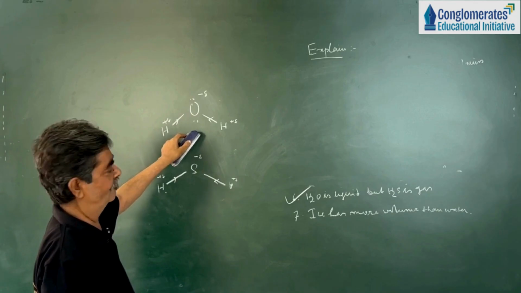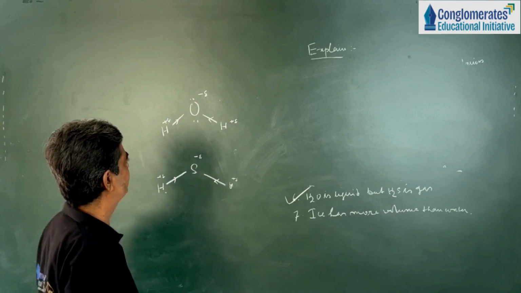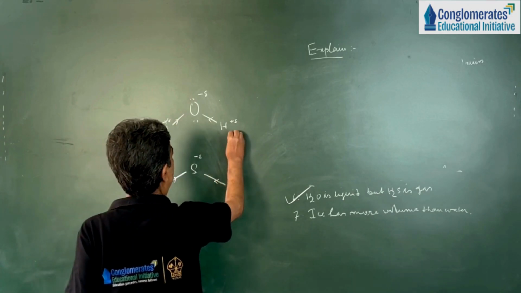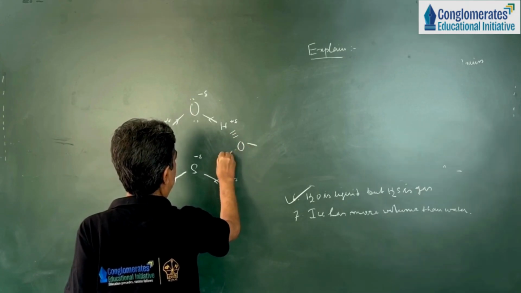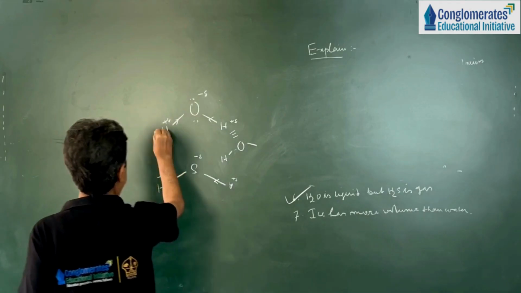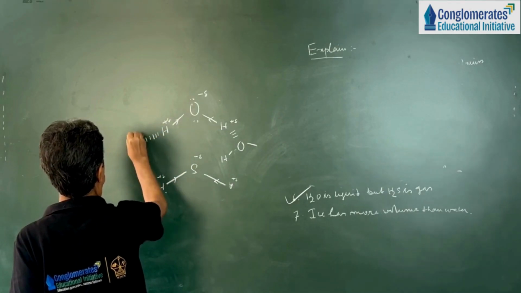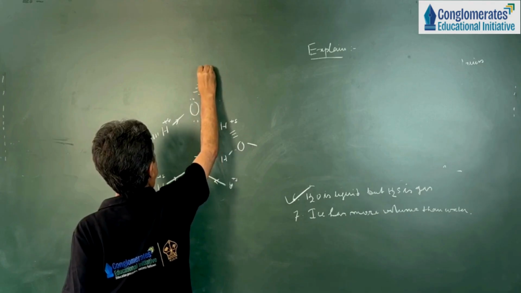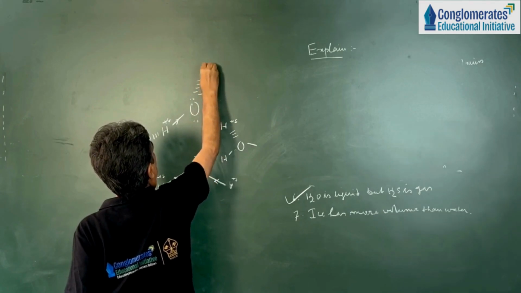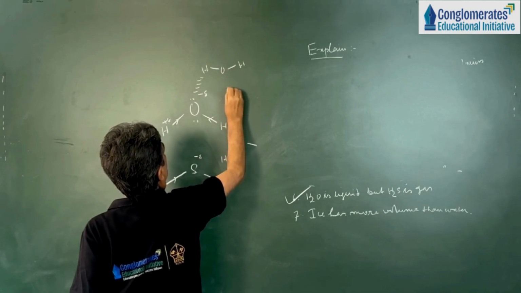I repeat, this water molecule will make a hydrogen bond with another water molecule, like that. This is called a hydrogen bond. I am just explaining hydrogen bond in this way.